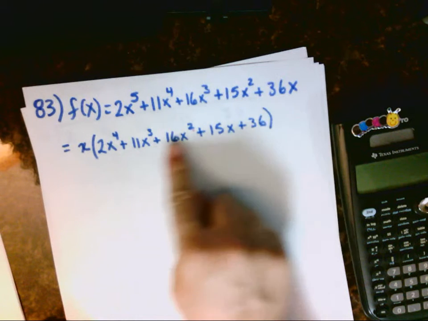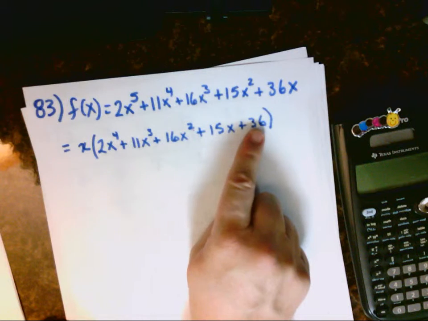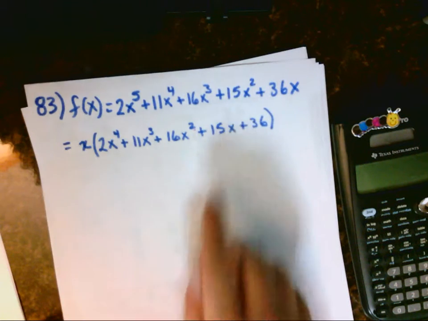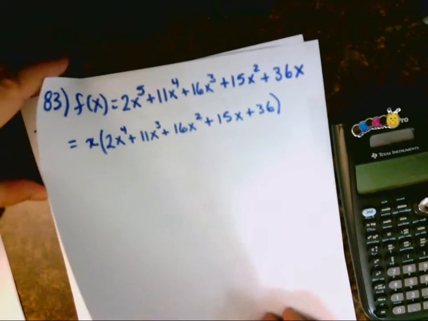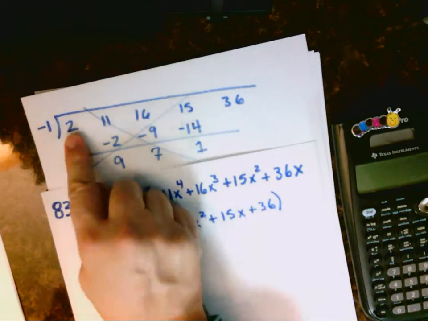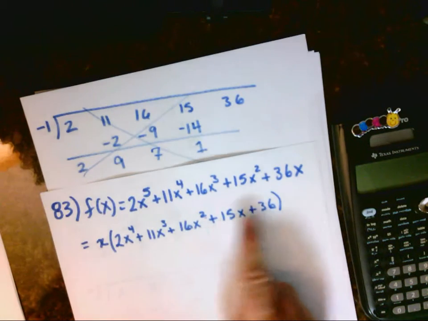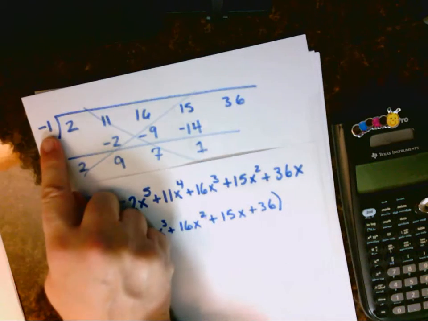I started using small numbers since this 36 is sort of large, but I started using -1 and -3 and so forth as I tested my values, okay? That was my system for doing it. There's no magic way. So I first took the coefficients, and that was 2, 11, 16, 15, 36, and I used that for synthetic division. I chose to try -1.